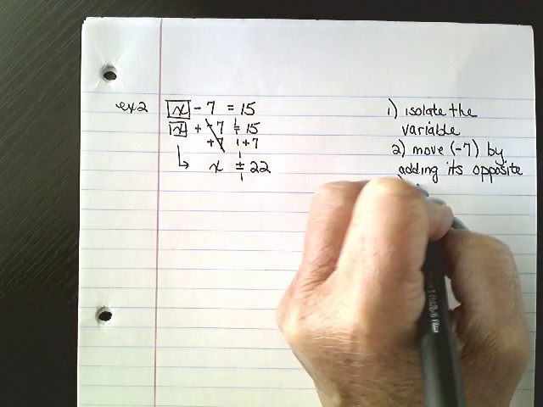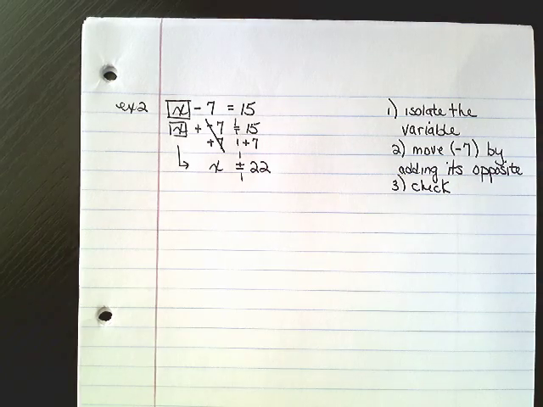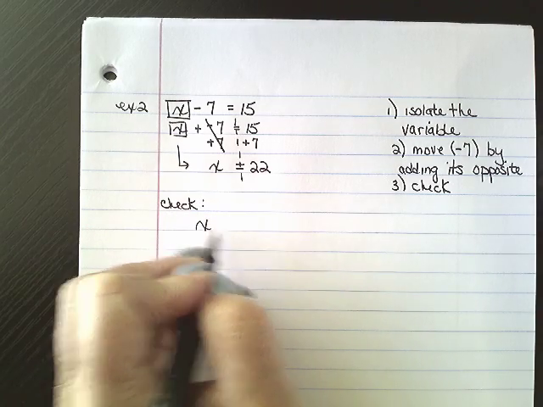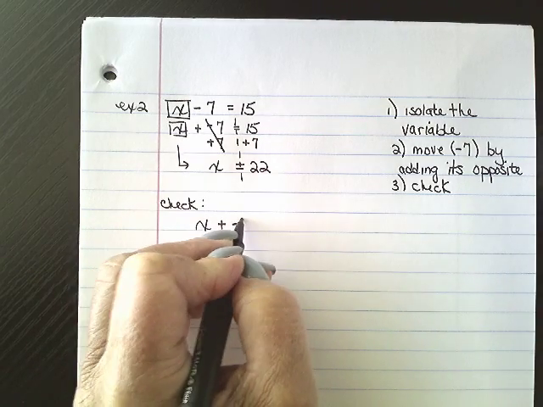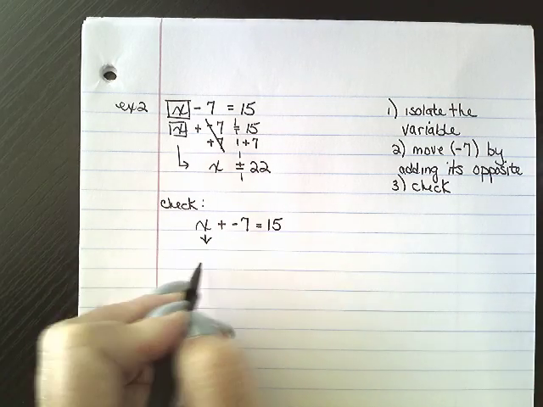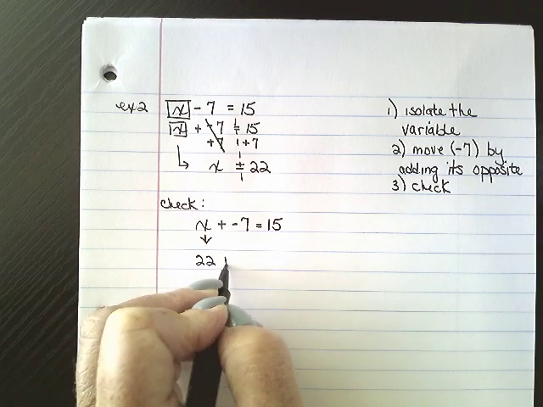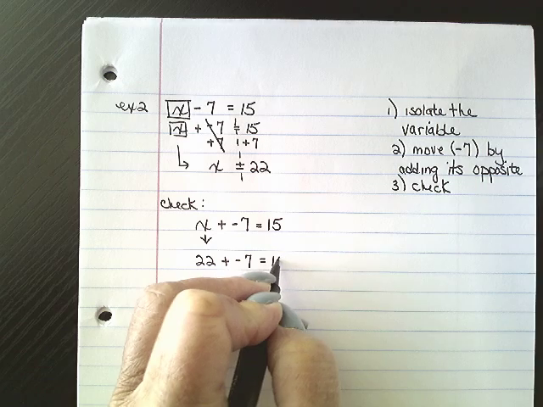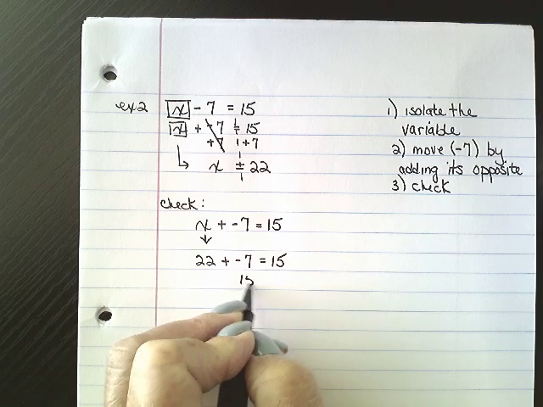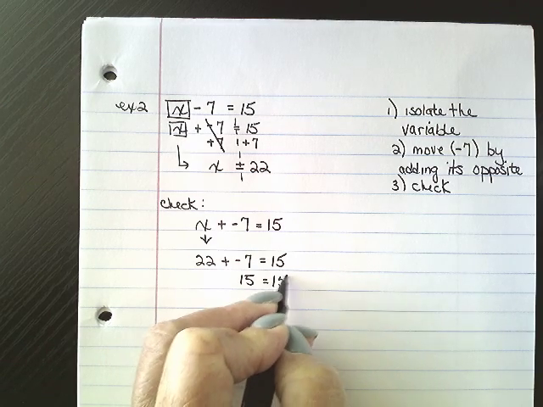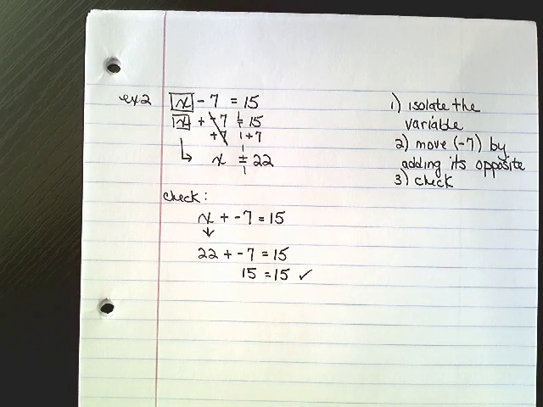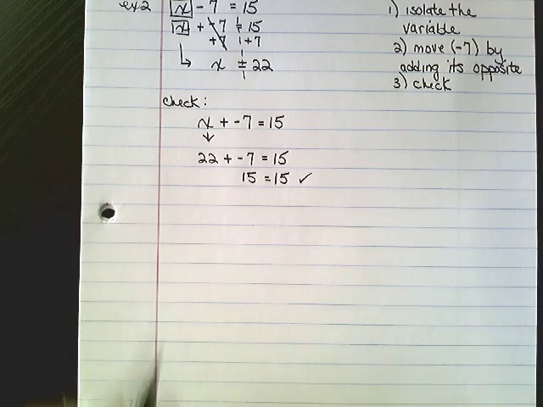Last step would be to check that. So let's check. We have x, I'm just going to copy it like we have it up here, plus negative 7 equals 15. I'm going to substitute in for x my 22 that I got, plus negative 7 equals 15. 22 plus negative 7 is equal to 15. Since it is the same on both sides, it keeps balance, and that would be the correct answer. All right, example 3.